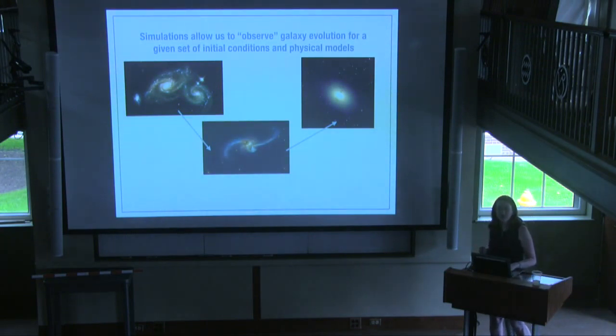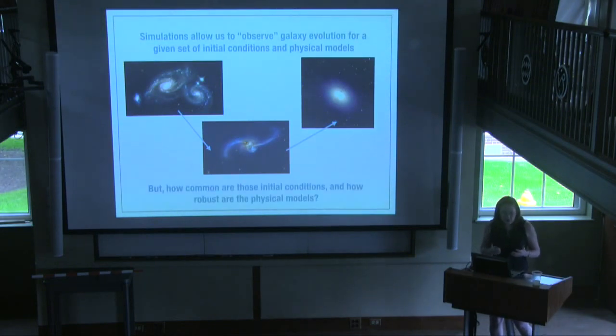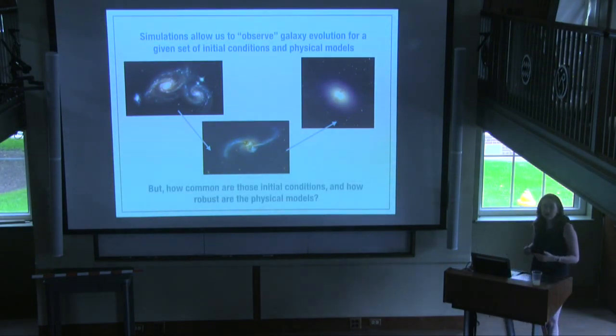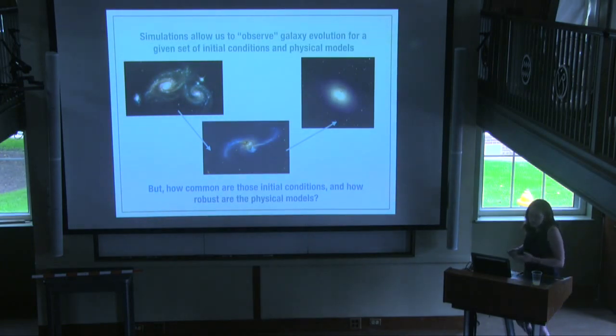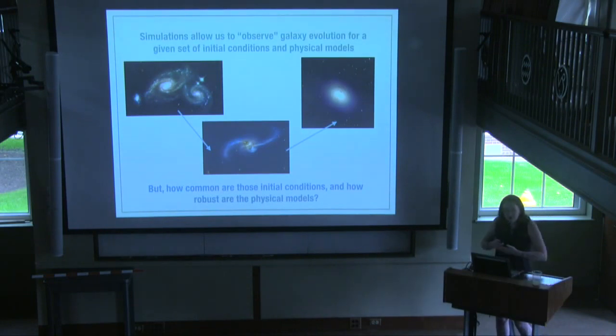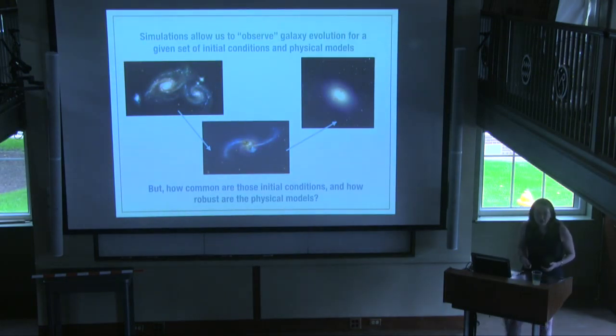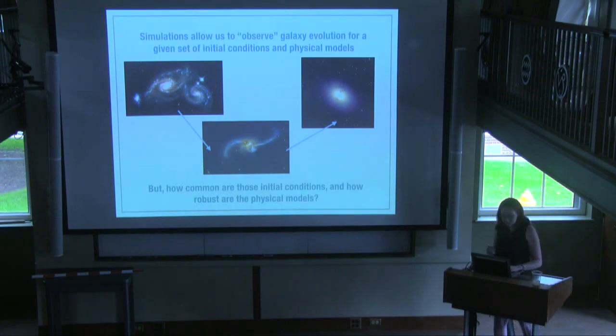But there are a couple of questions that pop up almost immediately when you think about this kind of simulation. First of all, how common are the kind of initial conditions that you assumed in that simulation? We've shown that, yes, you can merge two disk galaxies to get an elliptical, but how often does that actually happen in the real universe? How important is that mechanism? And also, of course, in any simulation, you have to assume a set of physical models that govern the evolution of the simulation. And there are questions about how robust those models are.